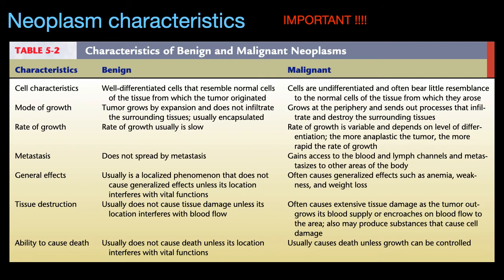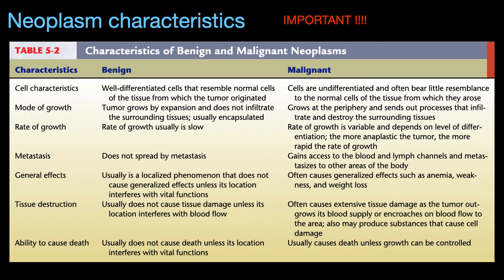How do they grow? Well, benign tumors, normally by expansion. They do not infiltrate because they are encapsulated. While malignant, they tend to infiltrate and destroy all the surrounding tissues. Benign tumors usually grow slowly, although there are some of them that grow quite fast. And malignant, they grow really quickly. Of course, benign tumors don't cause metastases, while malignant tumors spread to great distances.